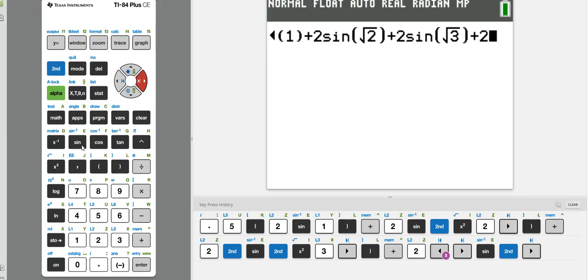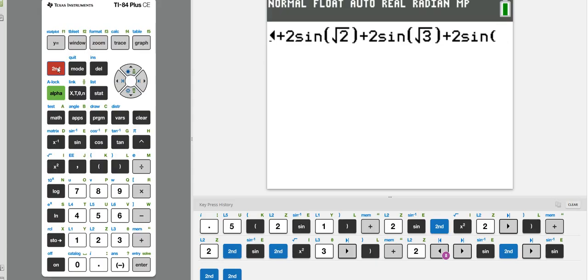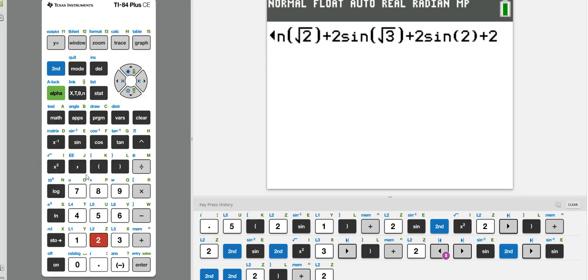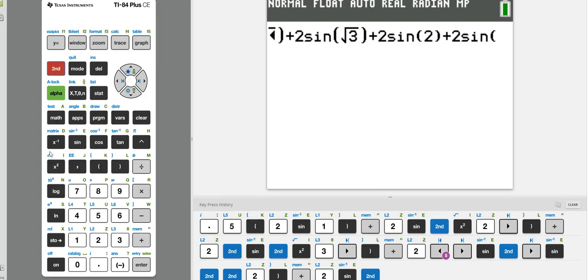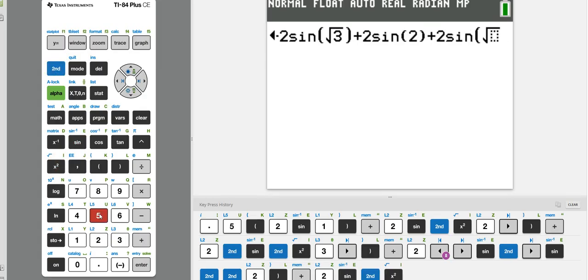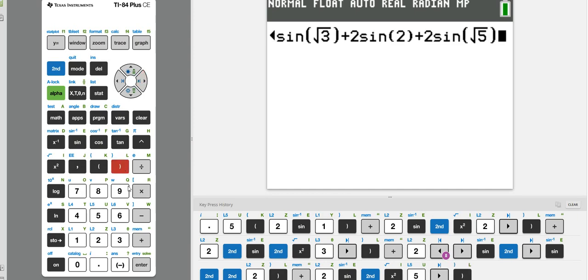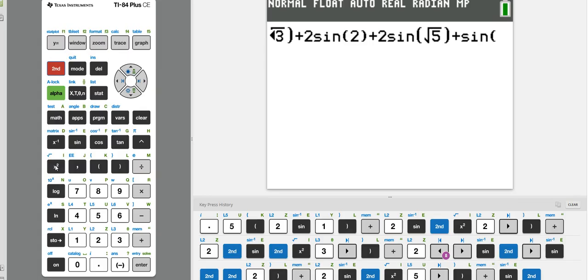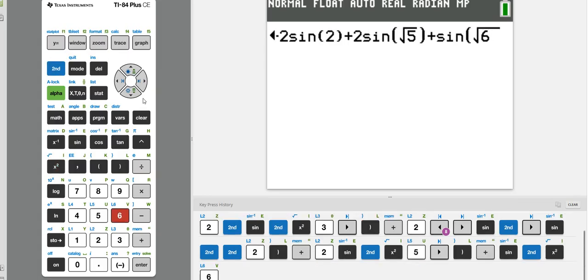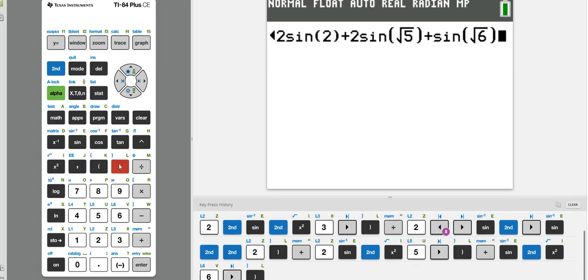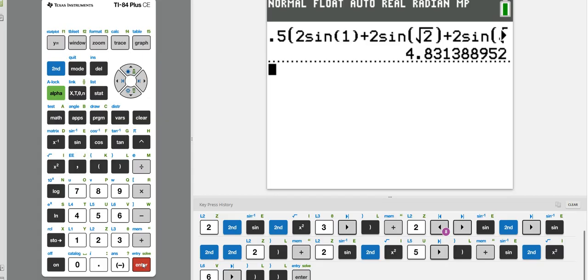2 times sine of the square root. Well, I don't need it. I just put a 2 there. Plus 2 times sine of the square root of 5. Plus, finally, sine of the square root of 6. And I had 2 parentheses, one to close off the sine, one to close off that whole big thing. And bam. Let's see what I get.